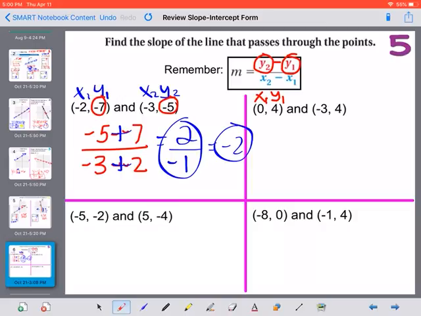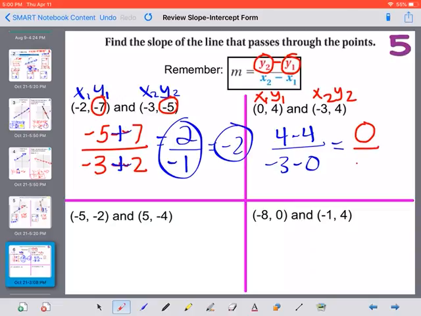Next problem, here's x and y our first point, x and y our second point, and plug them into our equation. y2 minus y1 is 4 minus 4. On the bottom, -3 minus 0. Well, 4 minus 4 is 0. -3 minus 0 is still -3. But 0 divided by anything is 0. So if we were to plot these, they would make a horizontal line.